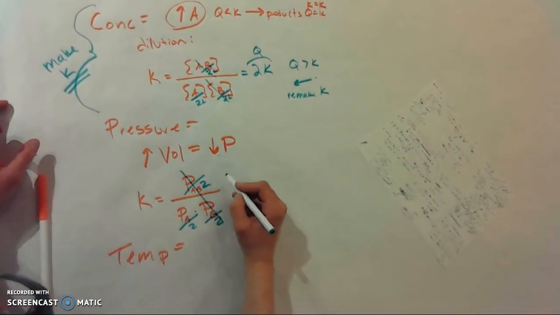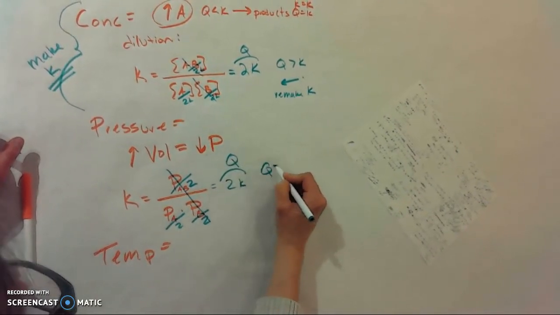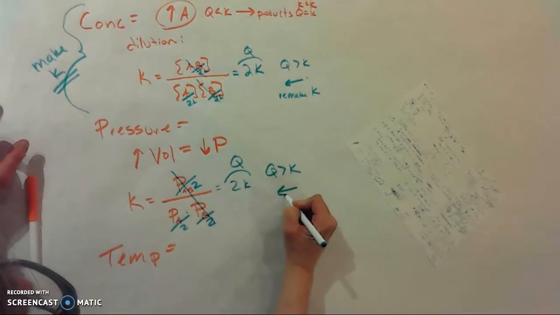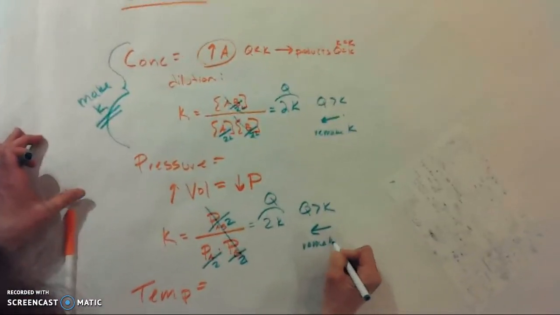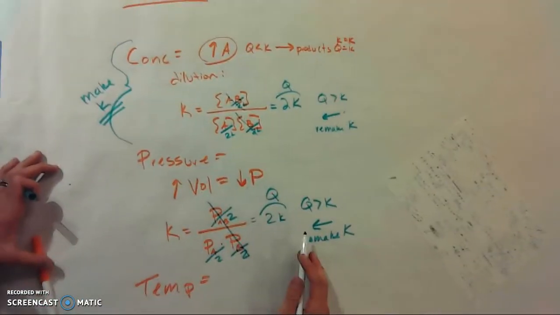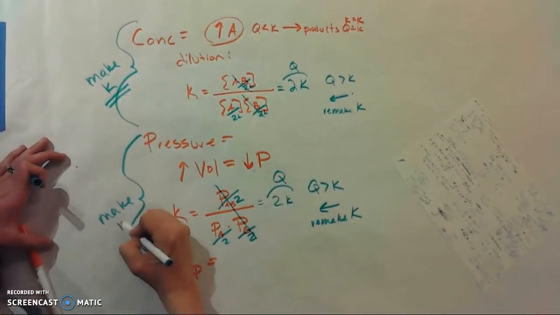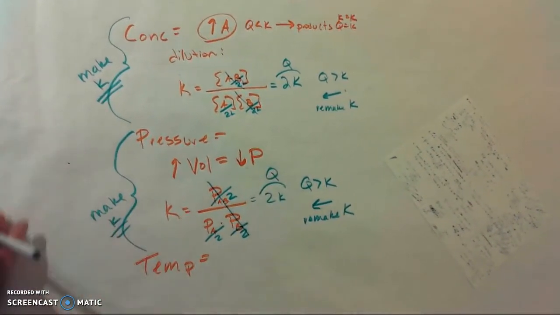So in that case, I've got another 2K. Well, really, this is equal to Q. So again, my Q is greater than my K, so it must shift to the left in order to remake K. So you can explain it better in this way by dealing with Q and K. Either way you go, you're going to make K again every time. You must get back to K.